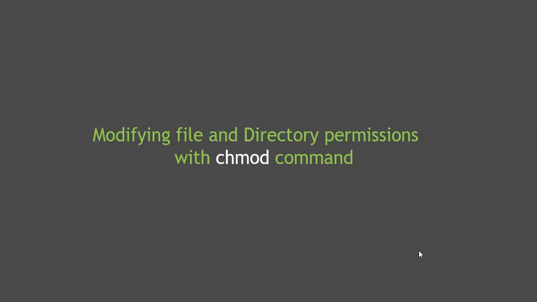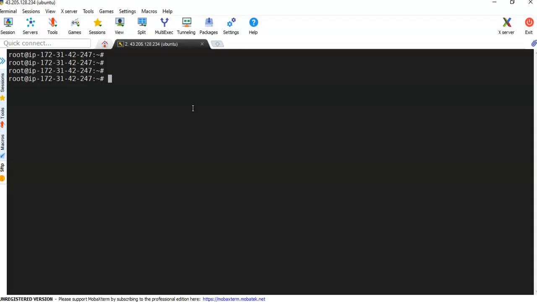Welcome back. In the previous lecture, we discussed file and directory level permissions for a user. Now let's go and modify those file level permissions and directory level permissions for the user accounts. So now let's connect to the server. So now I connected to this server.